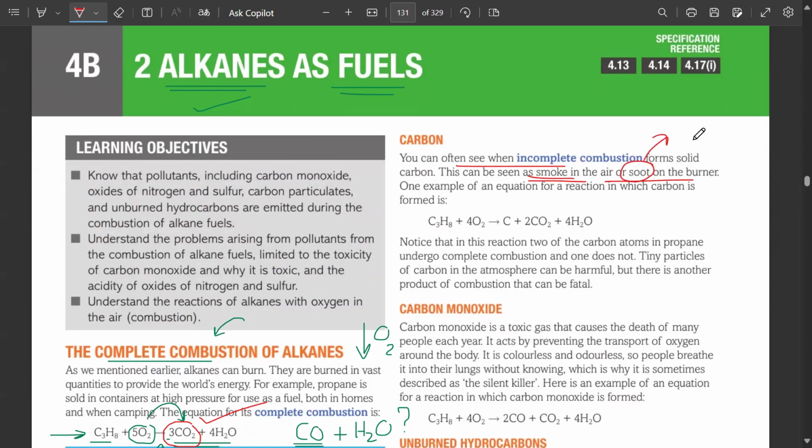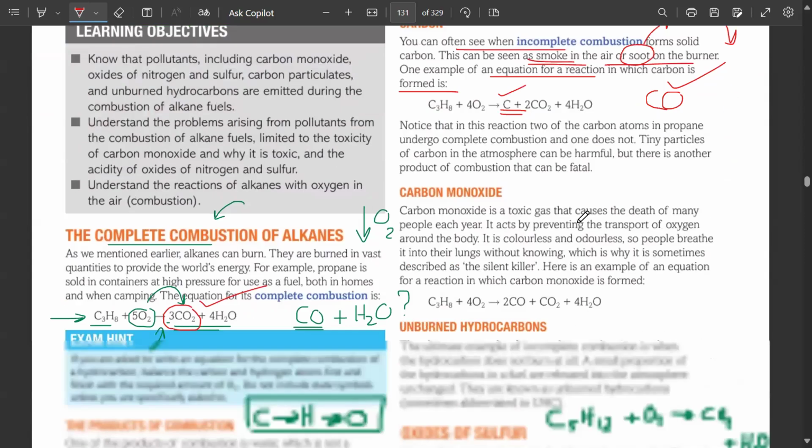Soot is like a black powder that is deposited. For example, in barbecues, the black powder is soot. One example of an equation in which carbon is formed is this. This is an example of incomplete combustion as well. Carbon is being produced. Or if carbon monoxide was produced, that would also be incomplete combustion.